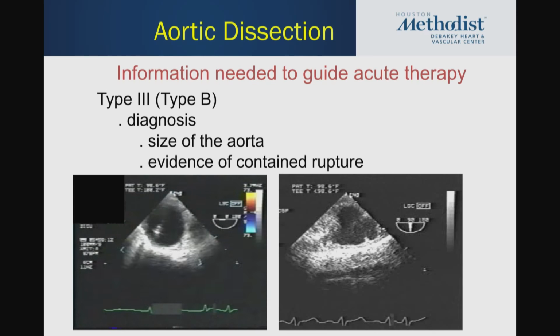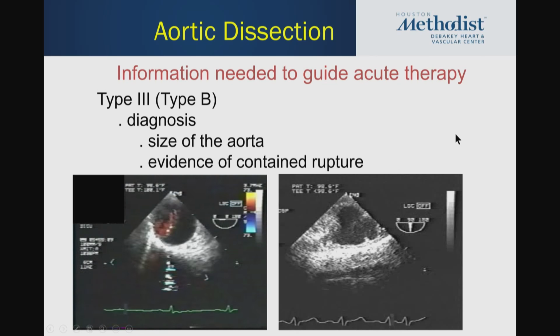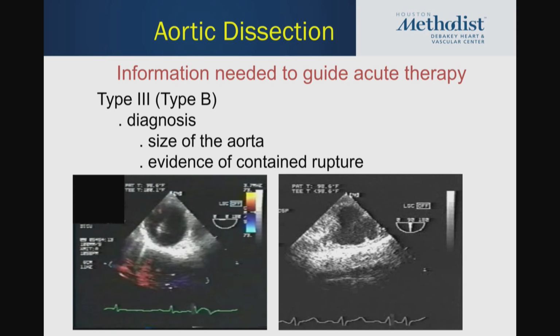And of course, CMR can play a very important role here because we can look at dynamic flow patterns in the false lumen that may predict future expansion, and that will be a topic for a talk almost on its own because it's a wonderful area of development. But acutely, you would only be intervening if you are concerned with rupture.